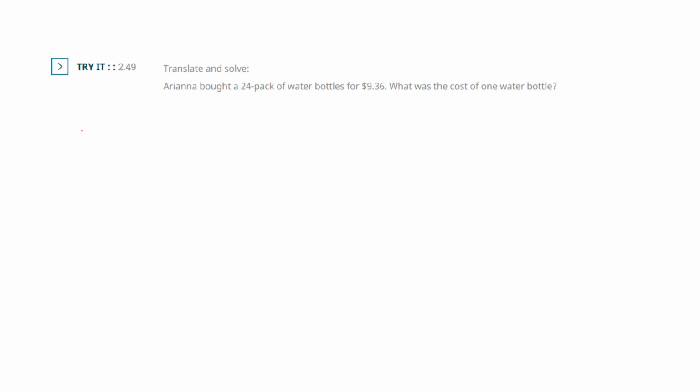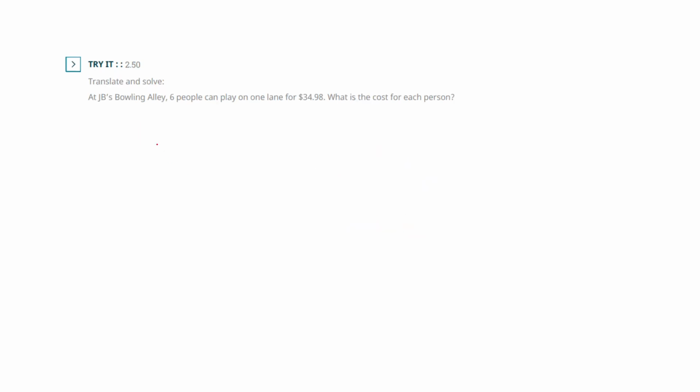Okay, so we want the cost of 1 bottle. So 24 times whatever the cost of that 1 bottle would be gets us 9.36. Again, you probably saw you're just dividing by 24, but that's what we're going to do this way as well. So x is going to be 39 cents each.